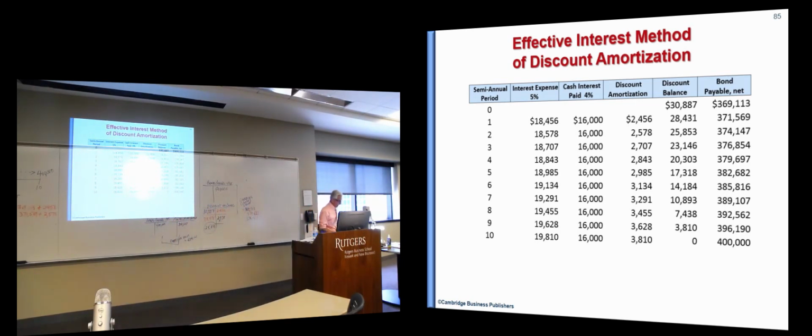Right, now, for the calculator, let me just show you how to do that. All right, first, I'm going to put this problem in again. It's going to be 400 as my FV. 400 is the future value. I got 16,000 as the payment. 5 is I, that's the market rate. 10 is N, and I should get a PV of 369,113.